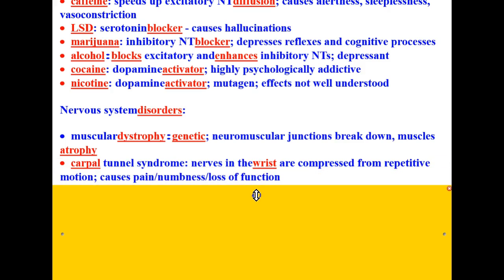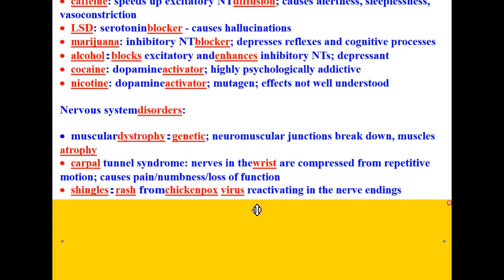Carpal tunnel syndrome is when the nerves in the wrist are compressed from repetitive motion and causes pain, numbness, and loss of function. Shingles is a rash from the chickenpox virus, which is reactivating in the nerve endings. This is extremely painful. Elderly people tend to get this, though it's not uncommon to be seen in younger people as well.